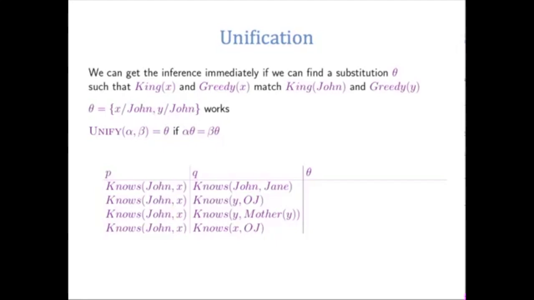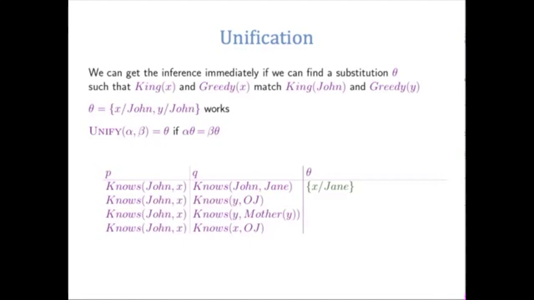Let's try working through some examples. The first example is where P is Knows(John, x) and Knows(John, Jane). And the question is, is there a substitution theta that will allow these to be unified? I think it's pretty clear that John will match with John, and we can match up Jane with x. So sure enough, there's a substitution, Jane for x, that works. So we can unify those, and theta is Jane for x.